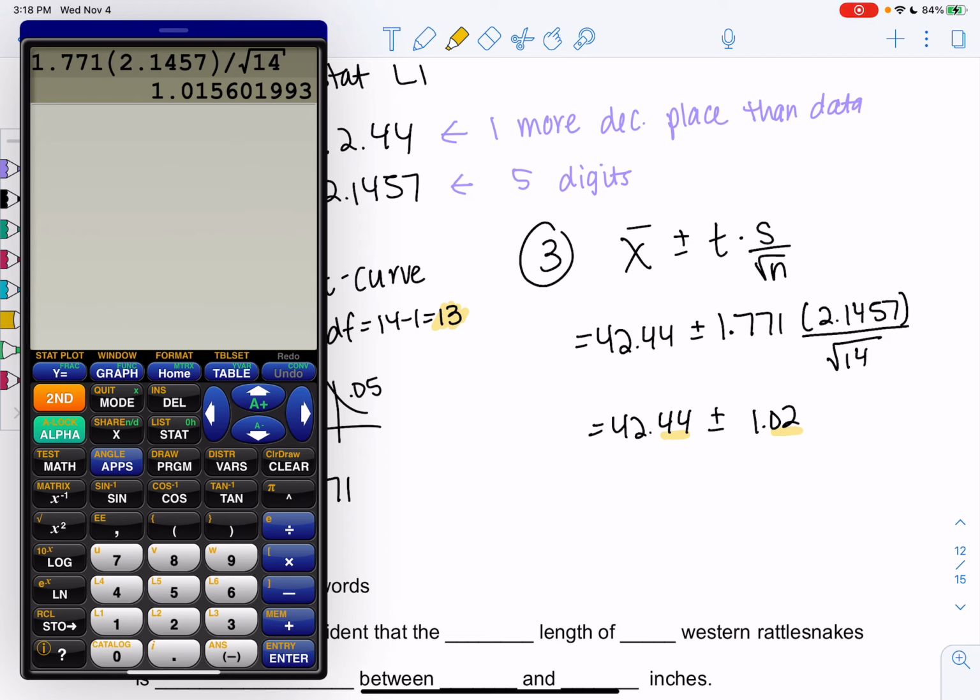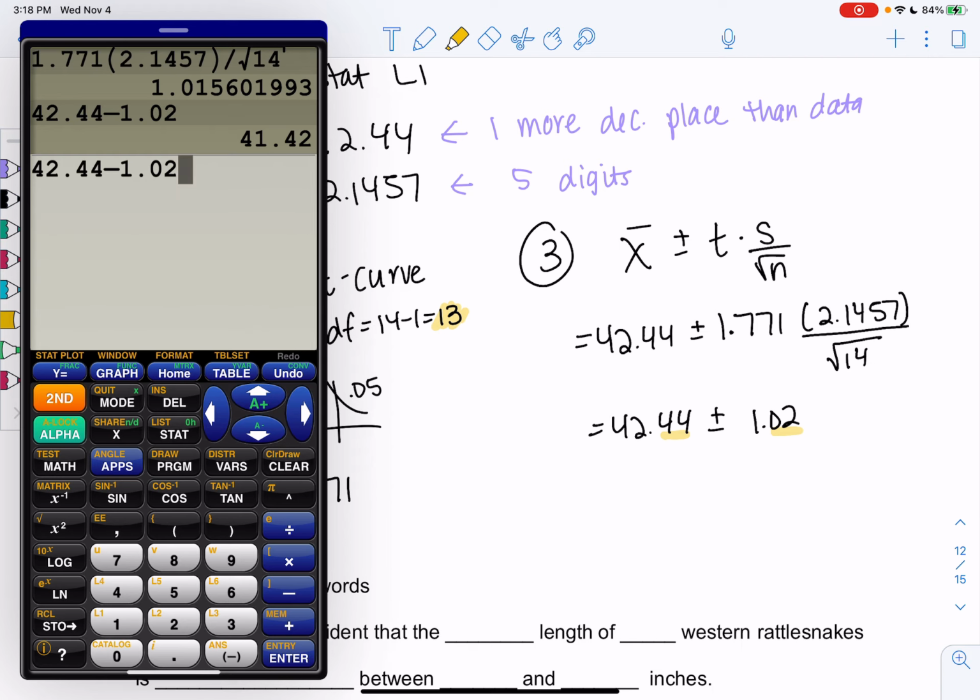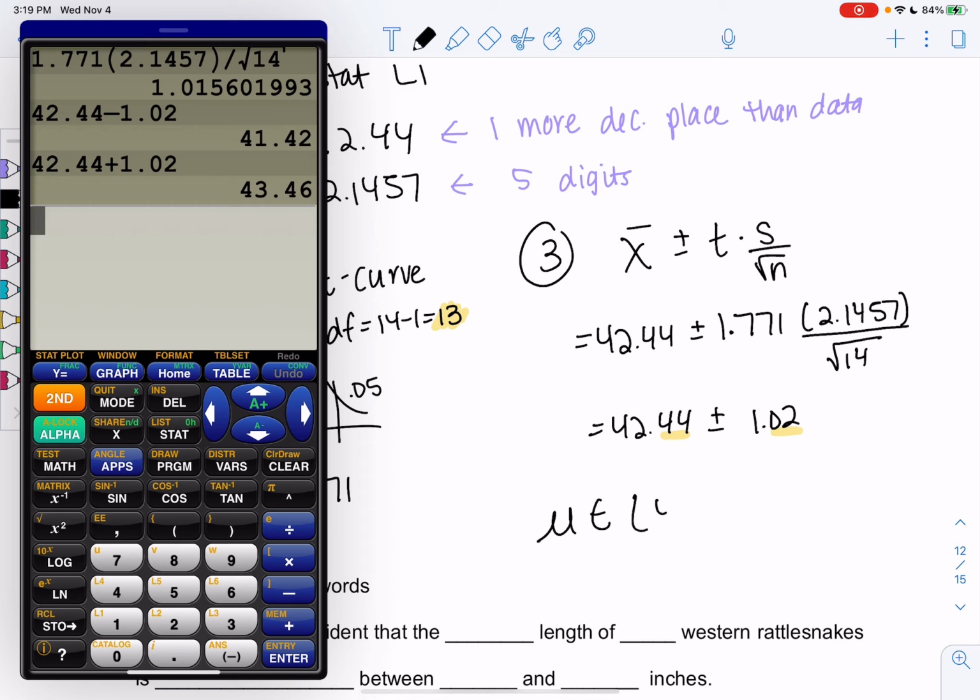And then we can get an interval. So this is saying we should be above or below by about 1. So 42.44 minus 1.02 and 42.44 plus 1.02. And so since we're in mean land, we'll use mu, not p. So the mean is in the interval 41.42 up to 43.46.